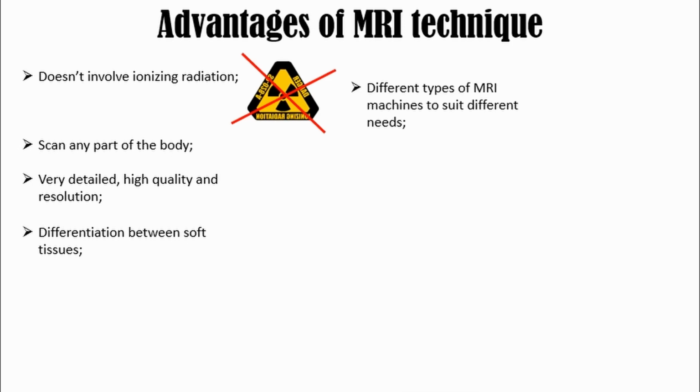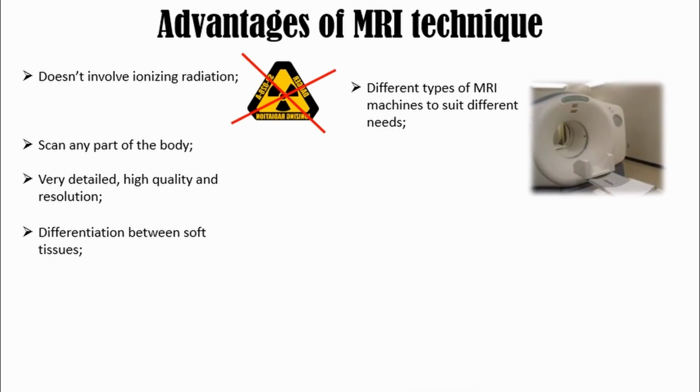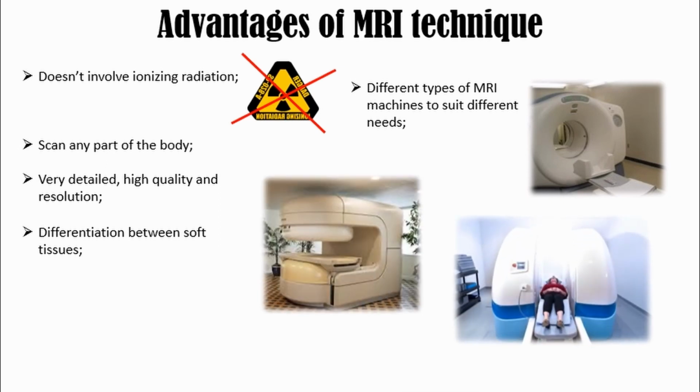Another advantage of this technique is that there are different types of this machine available: the closed MRI machine, standing MRI machine, and open MRI machines. Closed MRI machines are the traditional ones. However, the open MRI machine has also other advantages. For example, it's suitable for people with claustrophobia or anxiety, and also they are much better for people who are unable to lie flat for long periods of time or need to be observed during such scans.